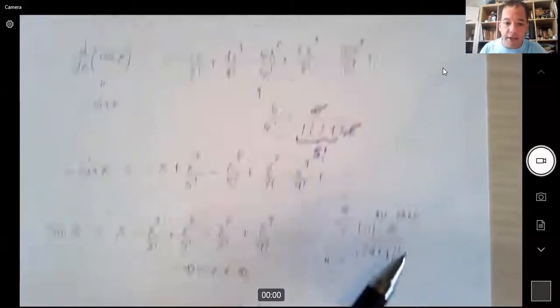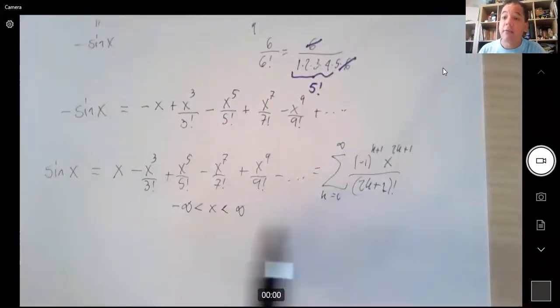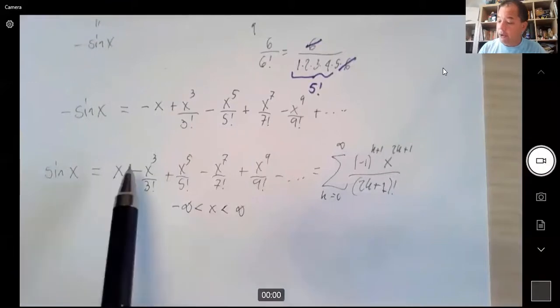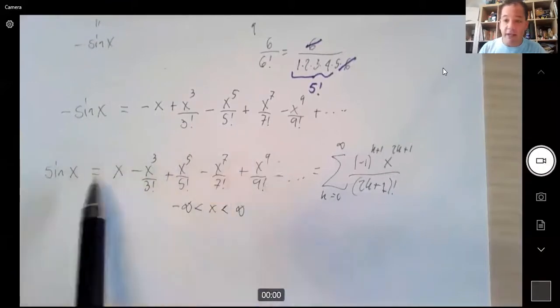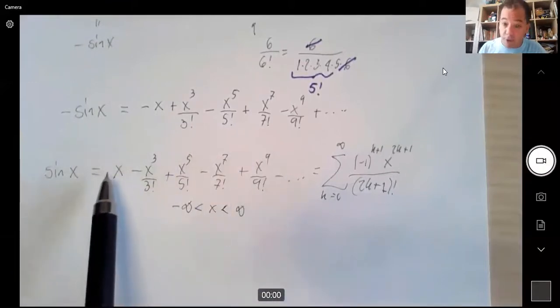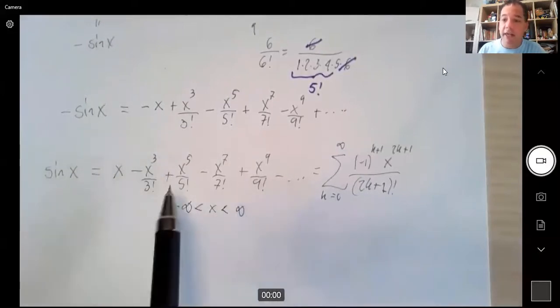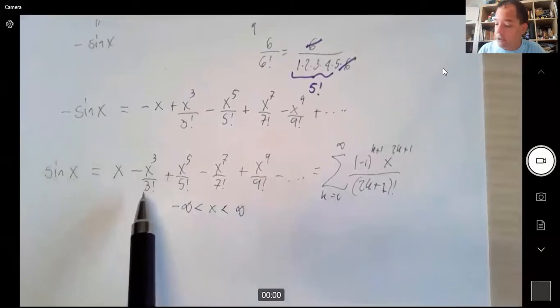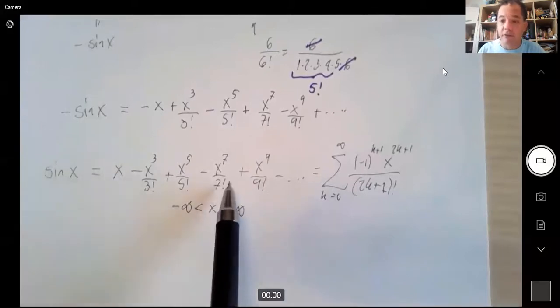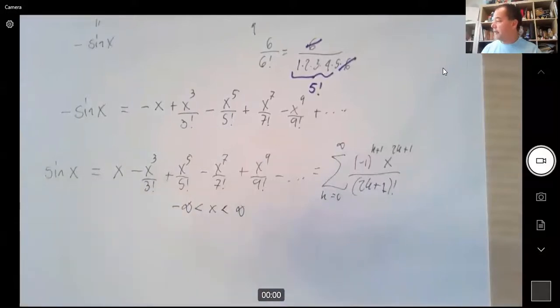Well, the one for sine has a similar pattern, but with the odd numbers. So it goes 1, 3, 5, 7, 9. It alternates signs, starting with positive, then negative, positive, negative. And the factorials in the bottom correspond to the exponents. So 3 factorial, 5 factorial, 7 factorial, 9 factorial. All right, so that's an easy way to get the one for sine x.